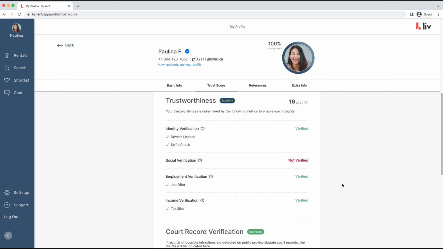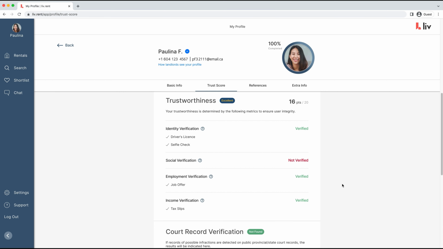Income verification requires you to verify your self-reported income by uploading documents such as tax slips or bank statements. Any data we use is protected behind multi-level encryption within our servers, so you can rest assured your information is safe. Moving on to social verification, this is an automatic check that happens when you connect your LinkedIn profile to your liv.rent account. Our AI algorithm confirms that the names are a match, then displays this within your Trust Score.